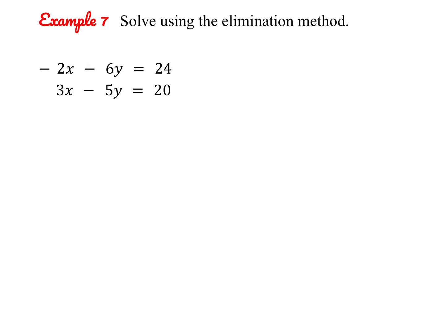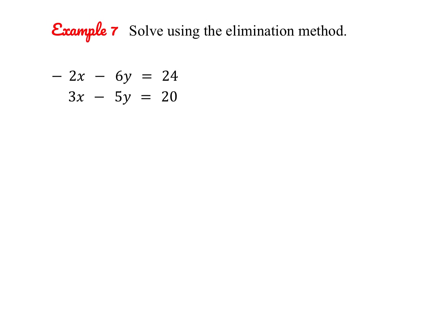All right, let's try one using the elimination method. So remember, our goal here is to create opposite coefficients for one of the variables. And it doesn't matter which one, it just depends what looks easier to you. So I see that I have negative 2x and positive 3x. So I know that I could turn them into negative 6x and positive 6x by multiplying my equations. I could also eliminate the y's by turning one into positive 30y and negative 30y, but I think it'll be easier for us to make the x's opposite.